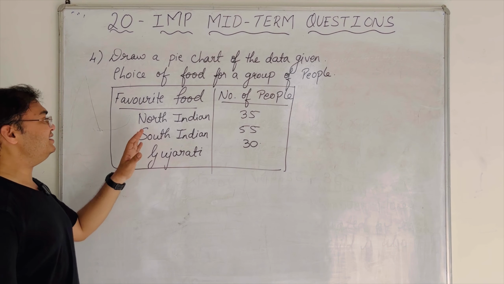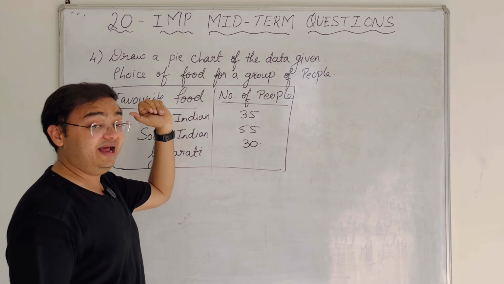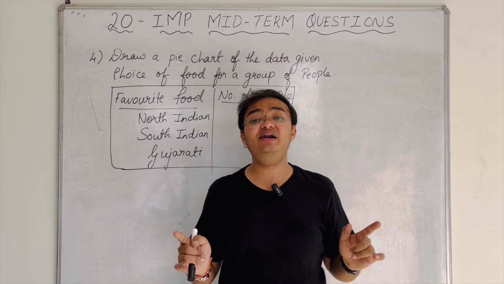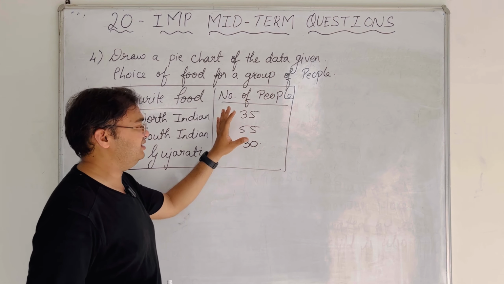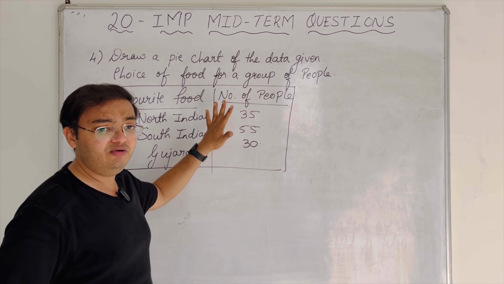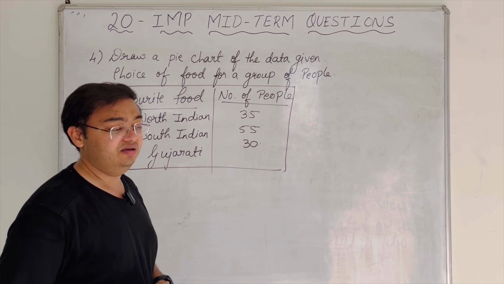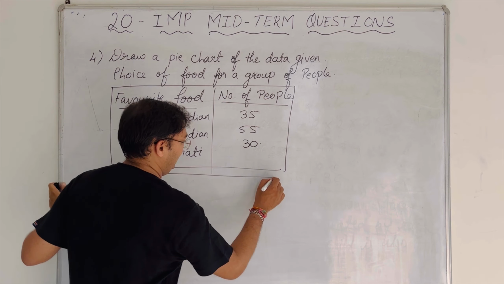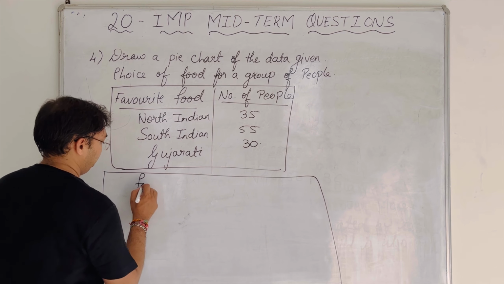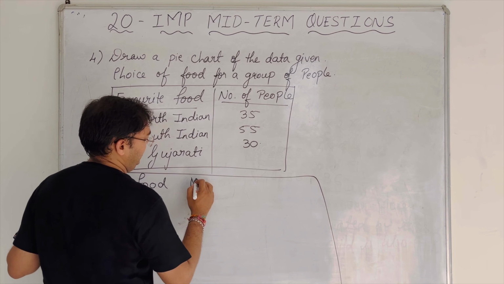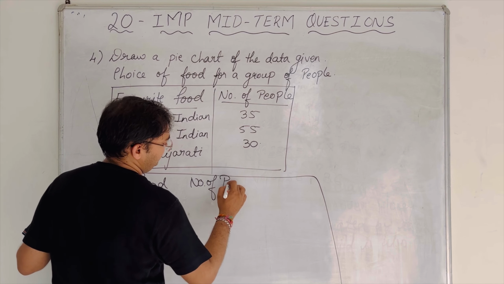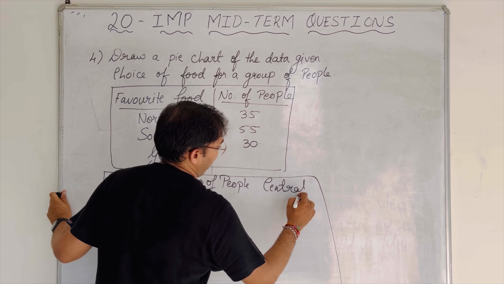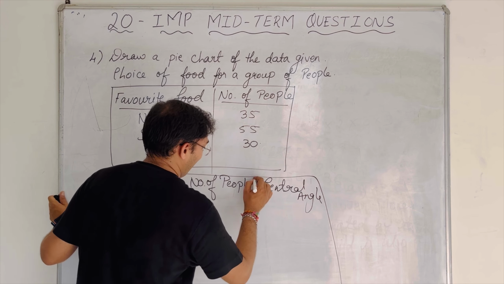See, whenever they are telling us to find the pie chart, or to draw the pie chart, before the pie chart we need the central angle. Right now whatever we have here is the number of people, but if you want to find the central angle, then we need to draw the table. To draw the table, we need first of all food, the number of people, then the central angle. The formula of central angle is the same as in probability. I will tell you how.